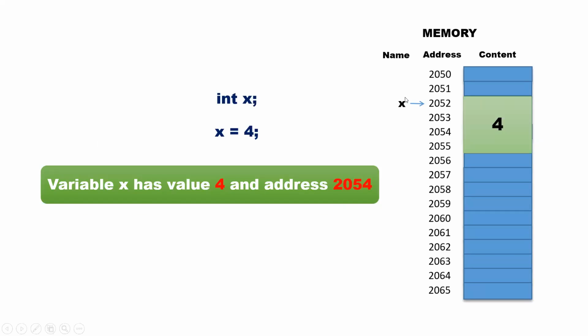So assume that int requires 4 bytes of memory. Then these 4 bytes, the bytes with addresses 2052, 53, 54, and 55 will be allocated to the variable x. Now x is set to 4. So that means the content of x now becomes 4. So we say that the variable x has value 4 and an address 2052.